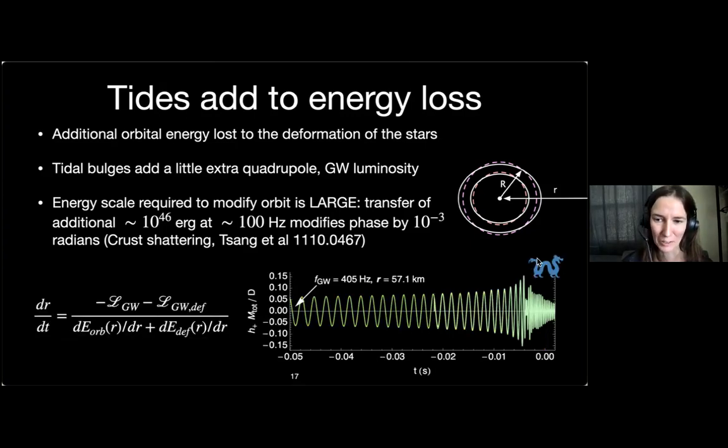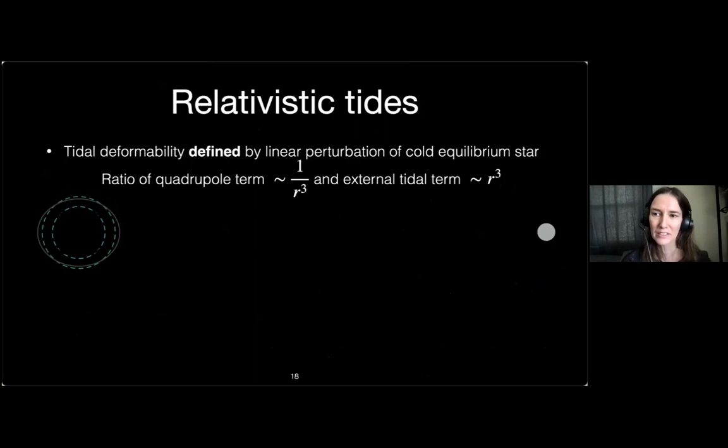And of course, things get a little complicated after this, as the stars collide. Okay. I wanted to note that we will be talking about the tidal parameter that characterizes the system, but the parameter that we use is defined by linear perturbation of an equilibrium star.